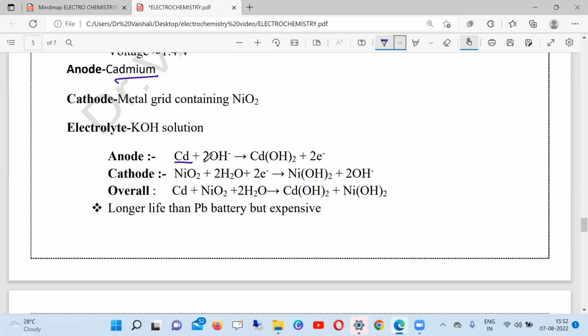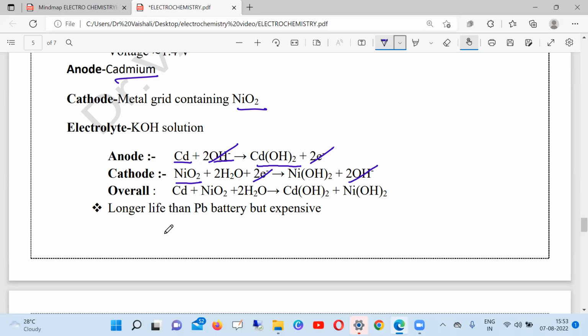What is the reaction? एनोड किसका बना है? कैडमियम. In the presence of electrolyte, it is oxidized into cadmium hydroxide by loss of 2 electron. Cathode nickel oxide है. So this nickel oxide accepts electron, gains electron in presence of water to convert into nickel hydroxide, यानी +4 से +2 में चला गया. And what is the overall reaction? Cadmium plus nickel oxide plus 2H2O, which will be cancelled out, to form cadmium hydroxide and nickel hydroxide.